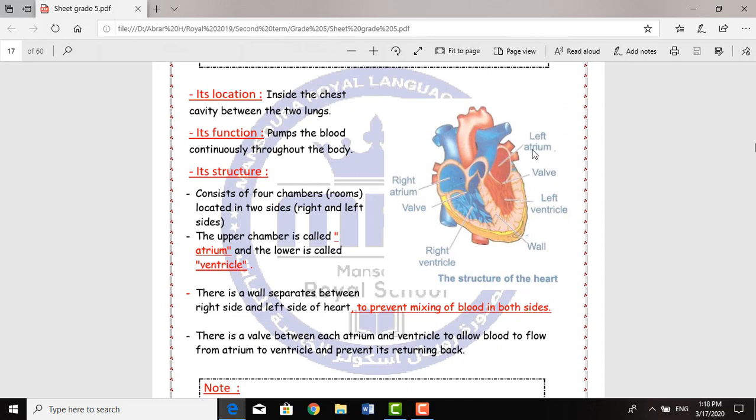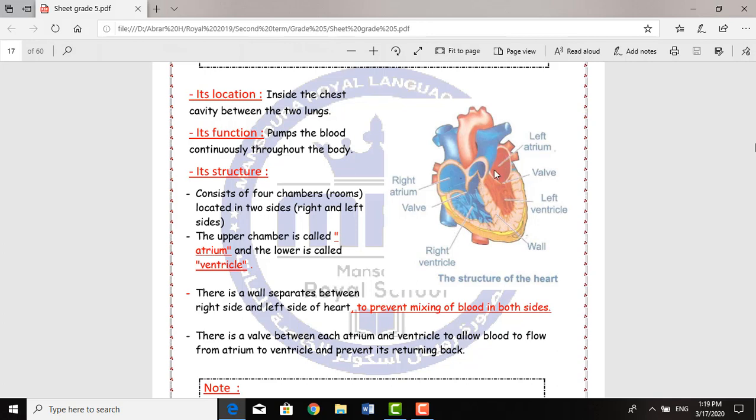The structure of the heart. The heart consists of 4 chambers, or 4 rooms, located on the 2 sides of the heart. The heart has 2 sides, the right side and the left side. And we talked about how the sides of the heart are opposite to my hand. So here the left side is in front of my right hand and the right side is in front of my left hand. The heart consists of 4 chambers located at the 2 sides of the heart, left and right.